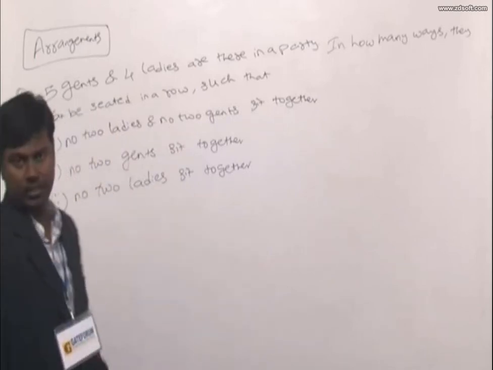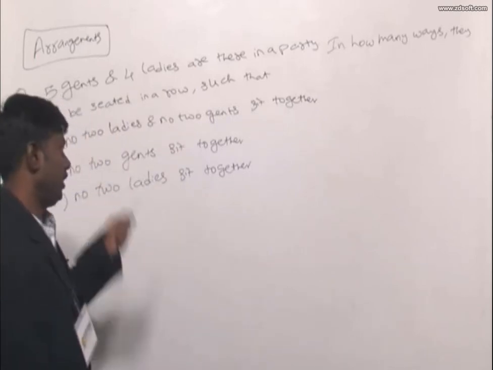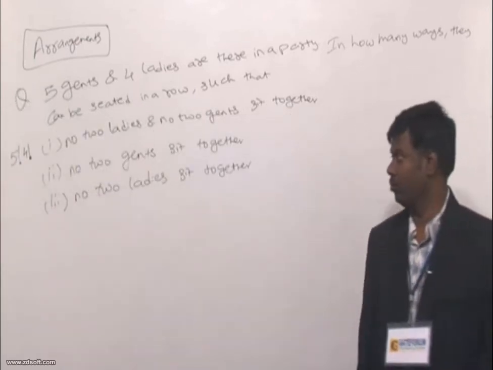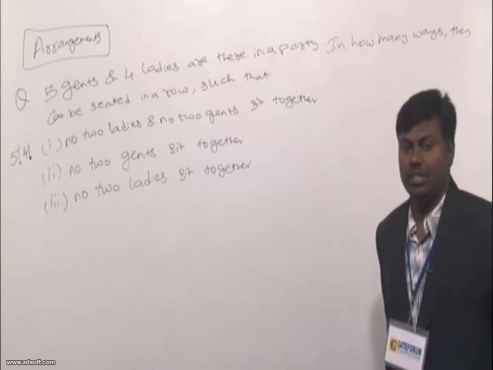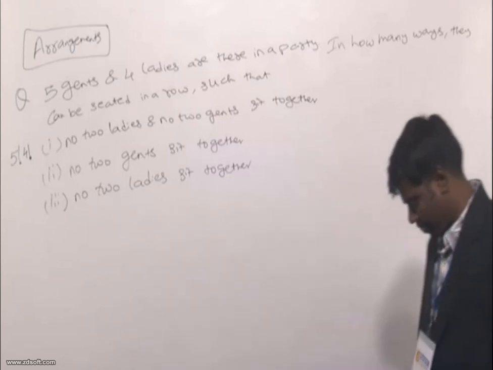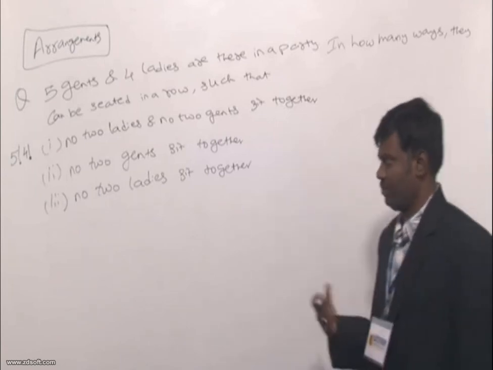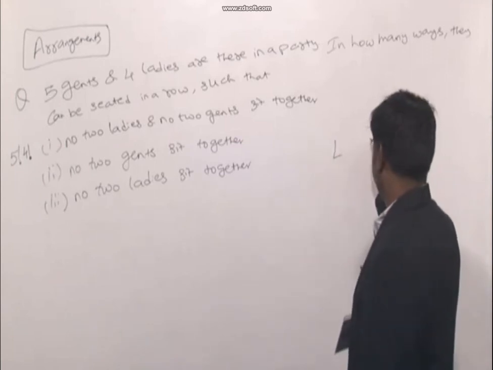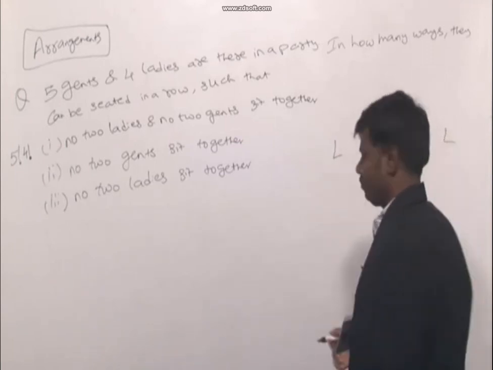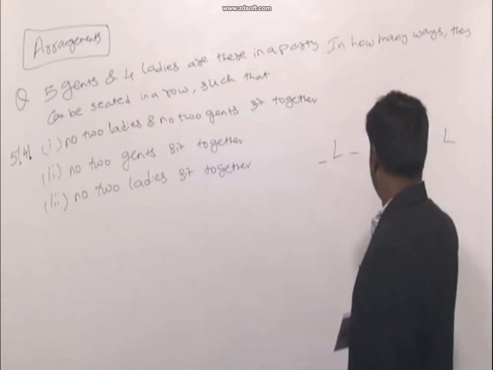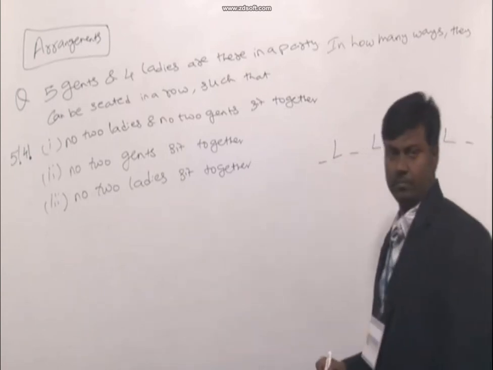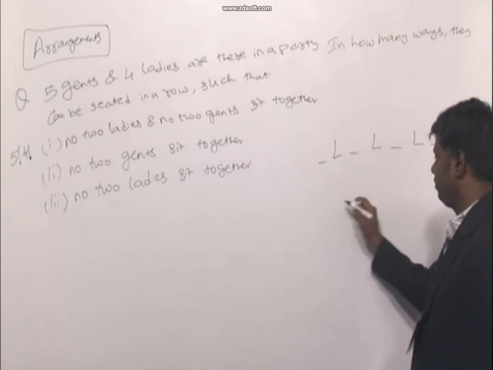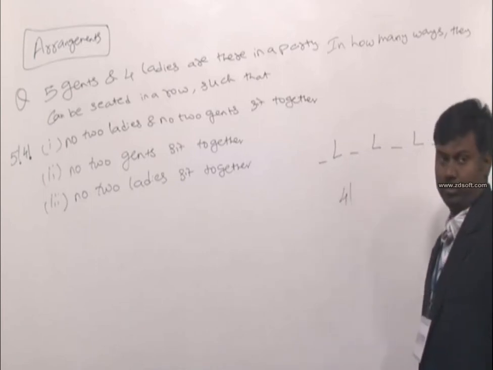Next, no two gents sit together. Now, if you have to consider this scenario, let us first make ladies sit with gaps on the left and right hand side. One, 2, 3, 4, 5. Okay. Now, how many positions are there for ladies? 4 ladies, 4 positions, 4 factorial ways.